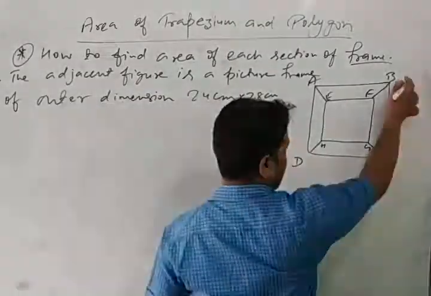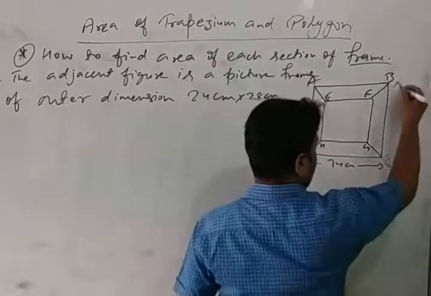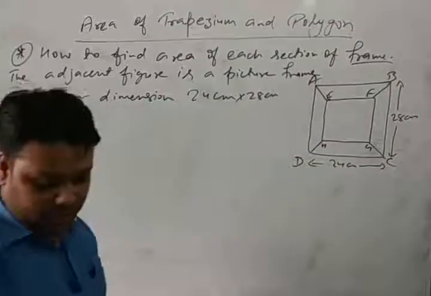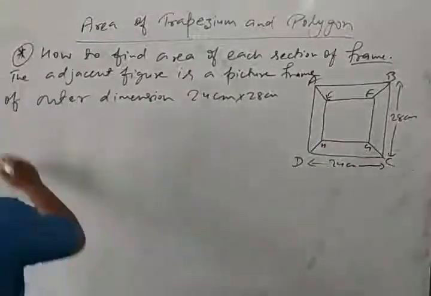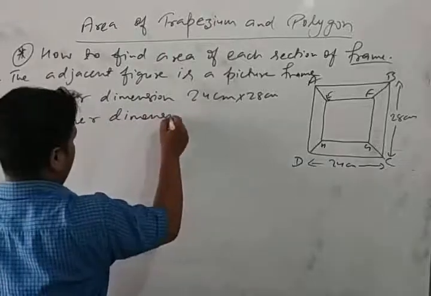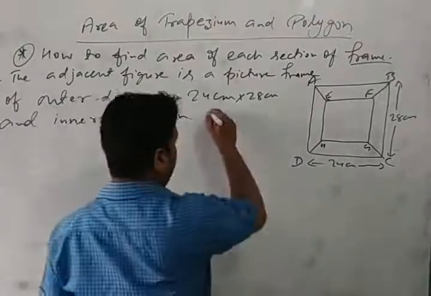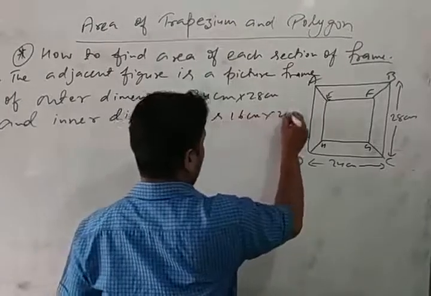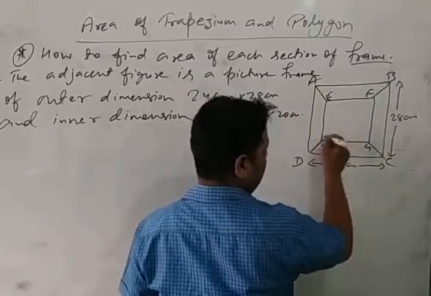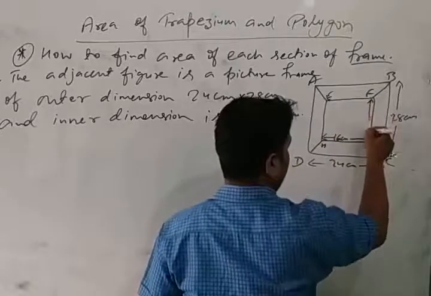Now you can see that this one is longer than this one. So this one will be 24 centimeter and this one will be 28 centimeter. This is the outer dimension. Then an inner dimension is 16 centimeter into 20 centimeter. It means this will be 16 centimeter and this will be 20 centimeter.